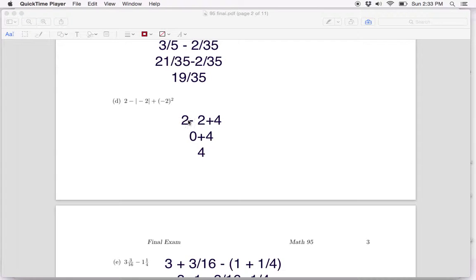Remember that when you have subtraction and addition, they're the same level, so you just go left to right. So 2 minus 2, and then plus 4.